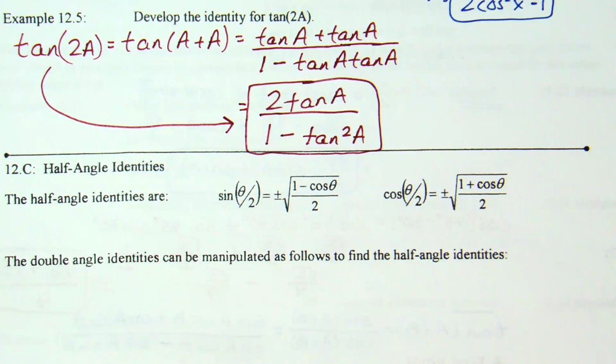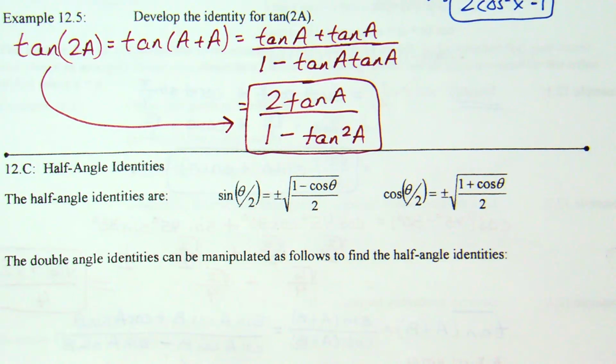Okay, half angle identities. There are a couple of different ways to write these, but what they have written right here, sine of theta over 2 is plus or minus the square root of 1 minus cosine theta over 2. Cosine of theta over 2 is plus or minus the square root of 1 plus cosine of theta over 2. With these, remember you decide the plus or minus based on what quadrant you end up in. Okay? So, now, notice it says the double angle identities can be manipulated as follows to find the half angle identities. So, I'm going to attempt to show you the connection there.